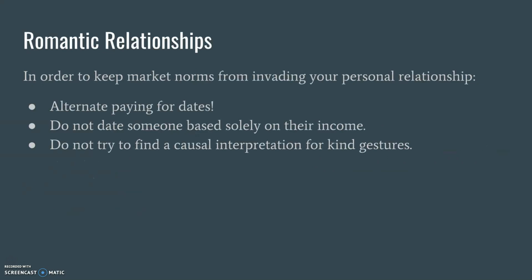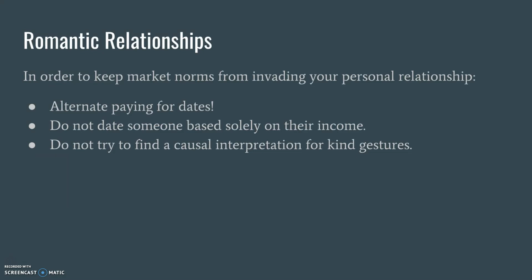As far as relationships go, once market norms are introduced into romantic, social, or other personal relationships, social norms are difficult to try to recover. For example, in a romantic relationship, it would be ideal to make sure to alternate paying the bill every other date. In the beginning of the dating, however, we do expect the male to pay for the first couple of dates. After the relationship begins to get more serious, in order for market norms to not invade your romantic relationship, it is ideal that each partner alternates or at least does their fair share of paying for each other.